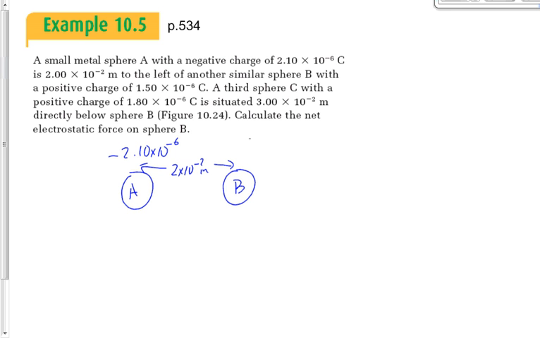Okay, so far, so good. That's easy enough. This charge is 1.50 times 10 to the negative 6 coulombs. Okay, easy enough. The third one is below sphere B. Oh, that's not looking good. It's down here. The distance is 3 times 10 to the negative 2 meters. And that charge here is 1.8 times 10 to the negative 6 coulombs.